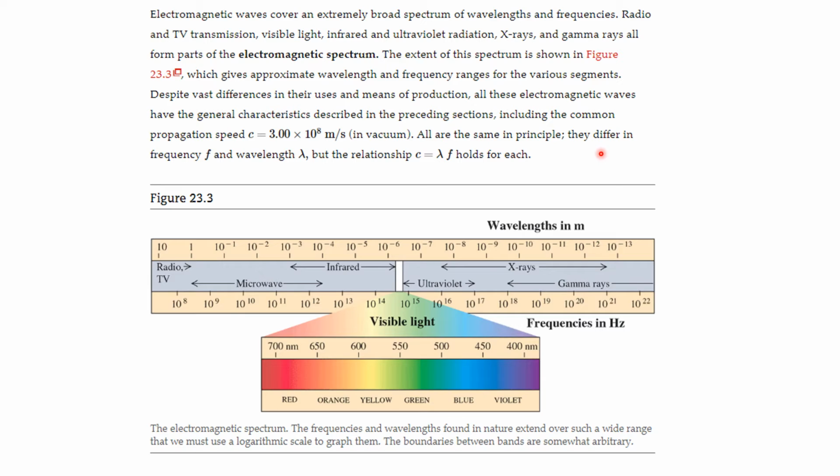Now, that's the spectrum. And all of these are the same principle. They differ in frequency and wavelength, but the general relationship was velocity is equal to lambda times f, but in this case, when we're talking about the speed of light in a vacuum, this is c. The speed of light is lambda times f.